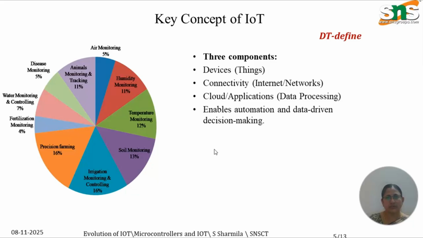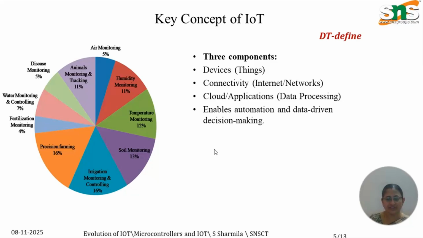Now we see the key concepts of IoT. In key concepts, there are three main components: devices, connectivity, and applications and automation. The devices, or things, include sensors, actuators, microcontrollers, home appliances, industrial machines and wearable devices. Their purpose is to sense and act.